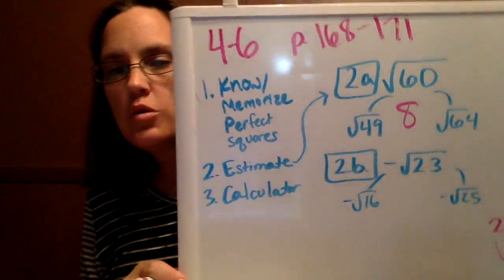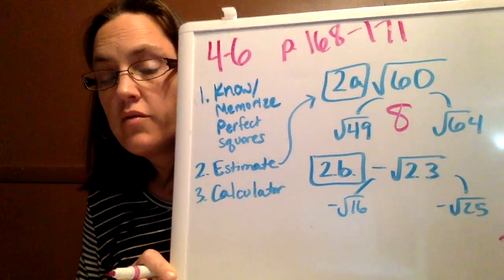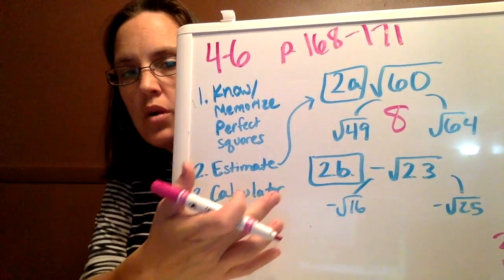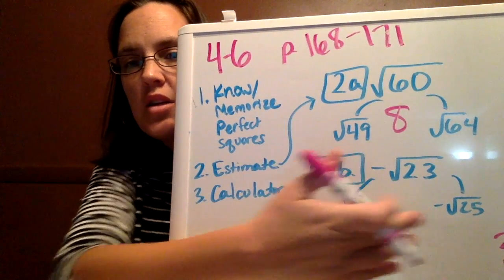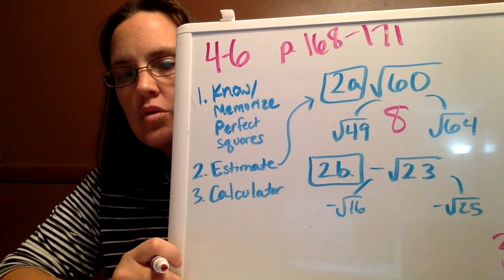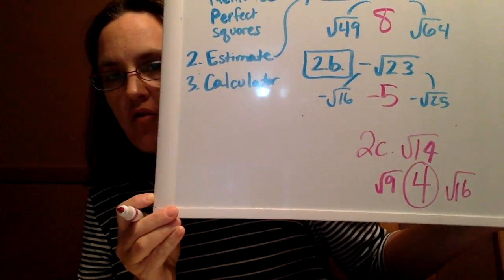On example 2b, the square root of 23, the opposite of that, falls somewhere in between the perfect squares of 16 and 25. 23 is a little bit closer to 25, so I'm going to go ahead and estimate that as a negative 5. If you look at 2c, 2c is the square root of 14, and the square root of 14 falls somewhere in between the square root of 9 and 16, but it's a little bit closer to the square root of 16, so we'll go with the answer of 4.